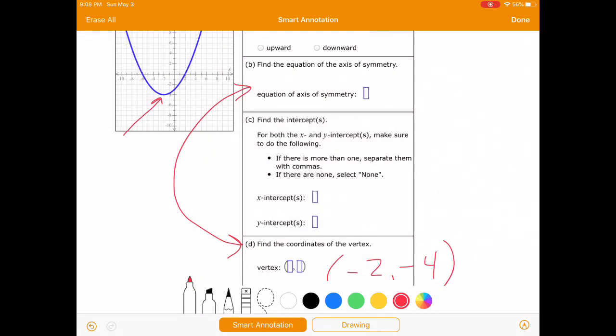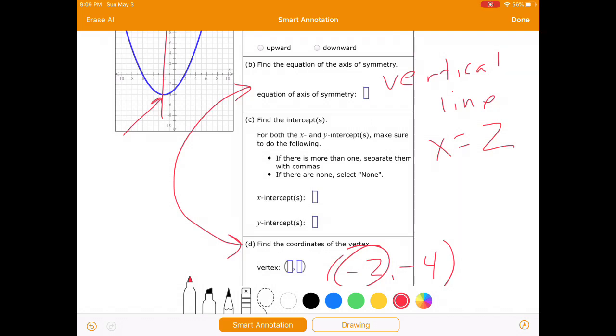And the axis of symmetry is always a vertical line that runs right through that vertex. And remember, a vertical line always has an equation of x equals some kind of number. So along this vertical line, x is always -2. So when it says the equation of the axis of symmetry, make sure that you have x equals whatever the x value is for that vertex. So that's why B and D are going to go hand in hand here.